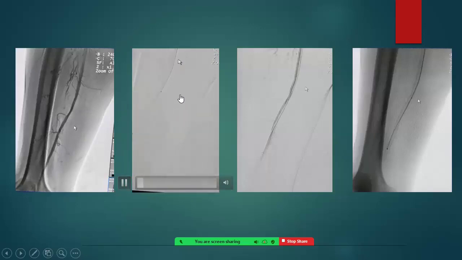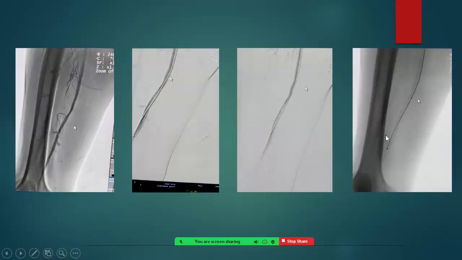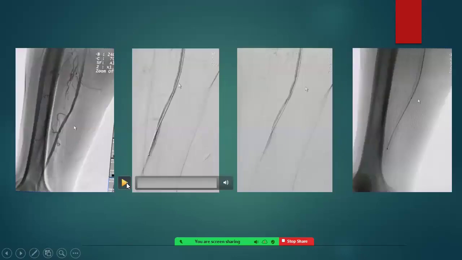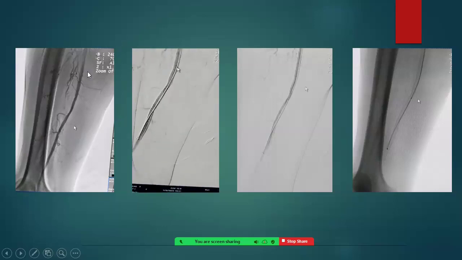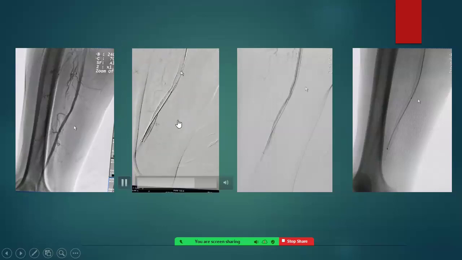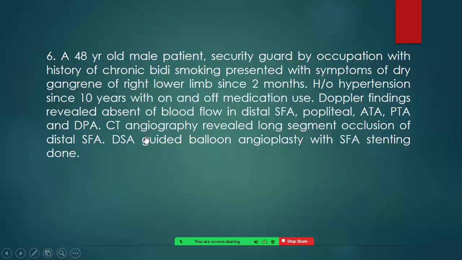We are able to go to the infrapopliteal part. This is after the stenting, because only this part is showing the disease segment. So we have to place the stent only in the distal segment of the distal part of the SFA rather than covering the whole vessel.